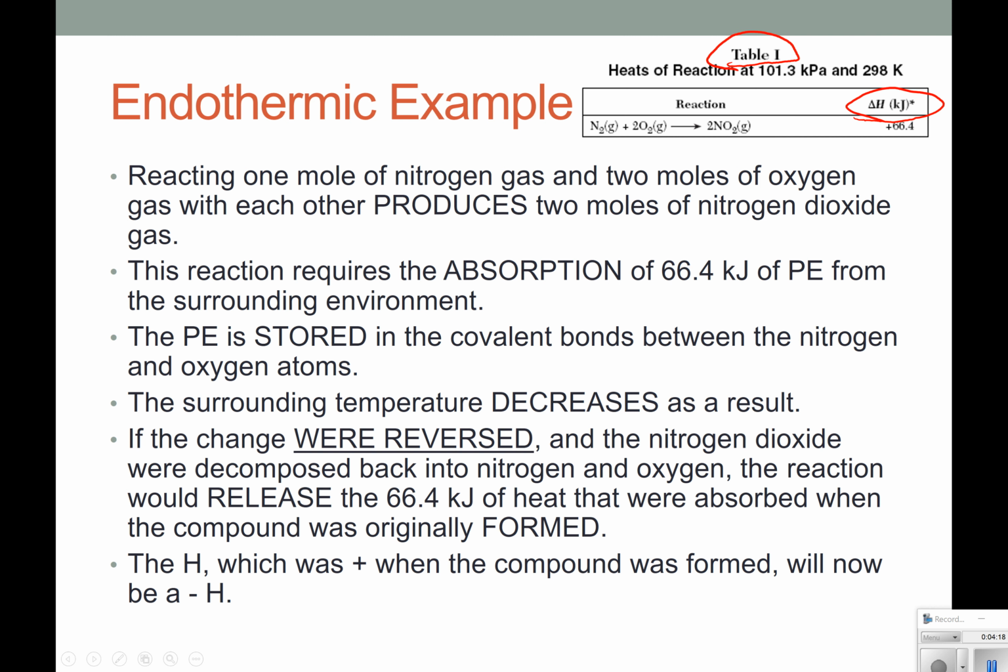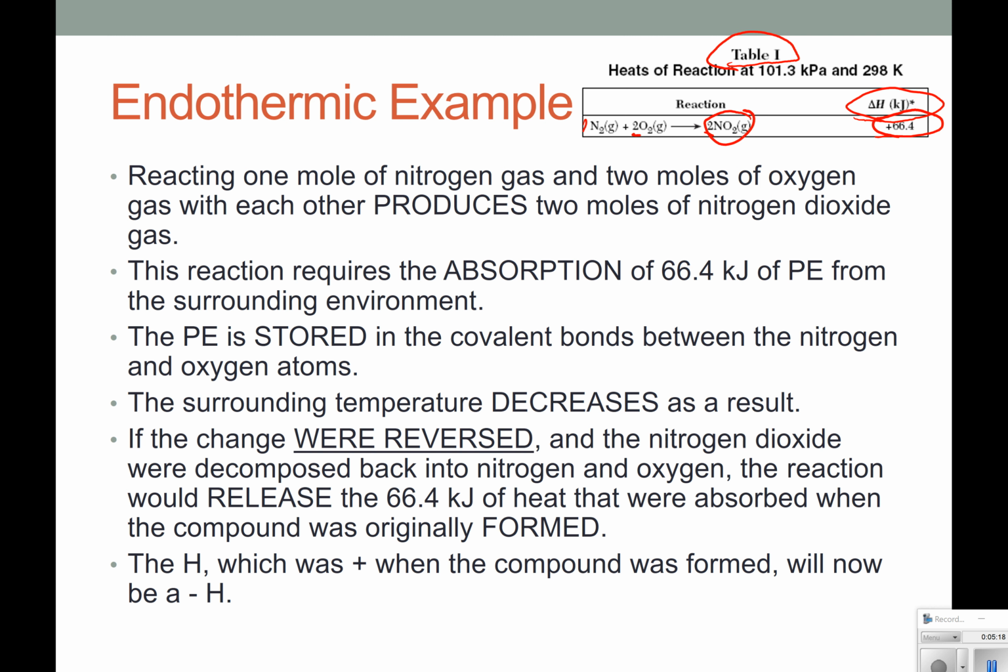Now in this particular reaction, this says we're going to take 1 mole of nitrogen gas and 2 moles of oxygen gas, react them together, and that's going to produce 2 moles of nitrogen dioxide gas. And when we look at the delta H, or the change in heat value over here, it's a positive 66.4 kilojoules. Now in order for this reaction to occur as written, that reaction is going to have to absorb 66.4 kilojoules of potential energy from the surrounding environment. And the reaction can't happen until it does absorb that specific amount of energy. The potential energy is stored within the covalent bonds between the nitrogen and oxygen atoms in NO2. When this happens, the surrounding temperature decreases as a result.